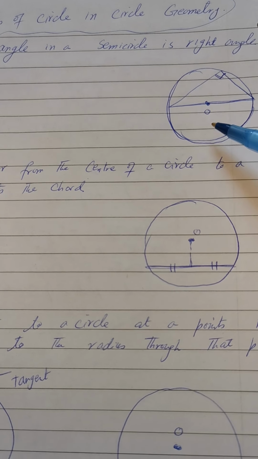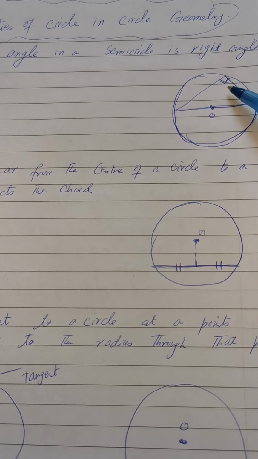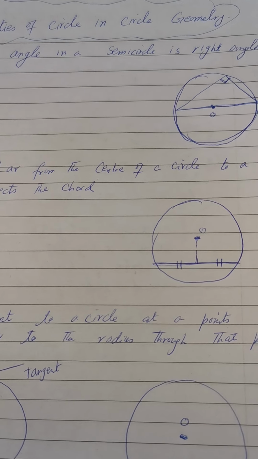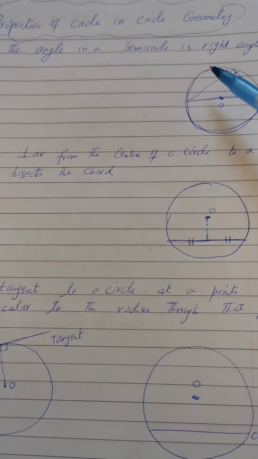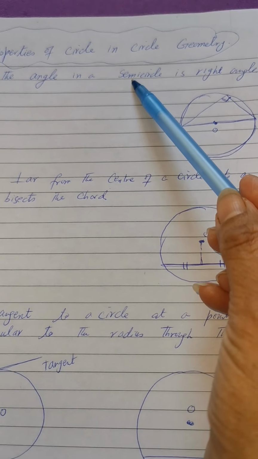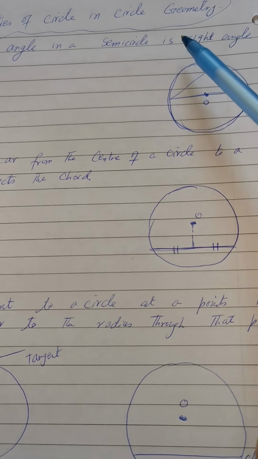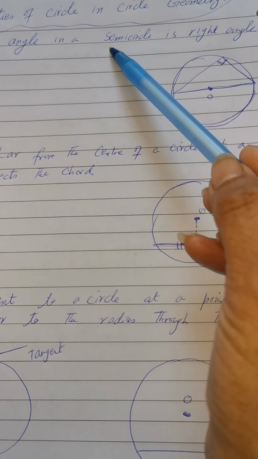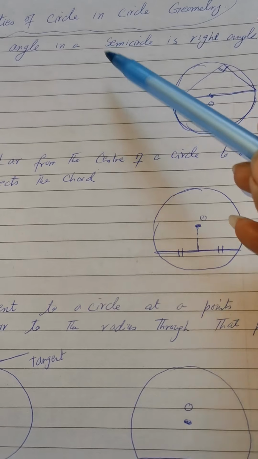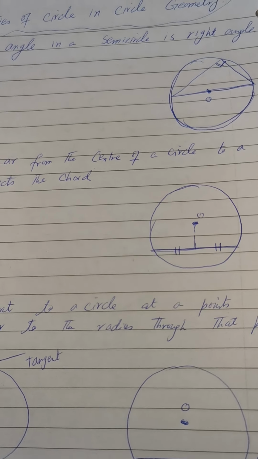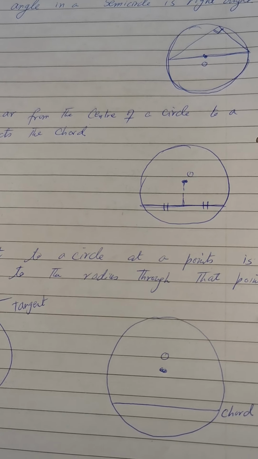The converse of this property is that if we have a right angle, then this right angle is the angle in a semicircle. Meaning that if the angle in a semicircle is a right angle, the converse is that a right angle is also an angle in a semicircle. Both of these properties can be applied when you are given different problems in which a circle is involved. This is the first property.